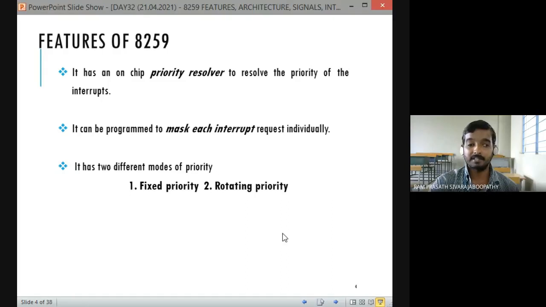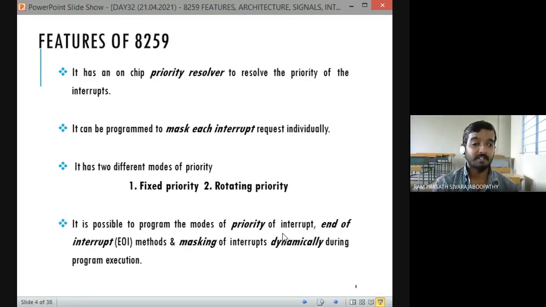Rotating priority means indirectly we can say all interrupts are given equal priority. That means if one of the high priority interrupts got serviced, it becomes the lowest. So there are two modes of priority. Then terminating the service. There are different ways to terminate the interrupt service, which we call end of interrupt. Fine. It is possible to program the modes of priority of the interrupt, end of interrupt, and masking.